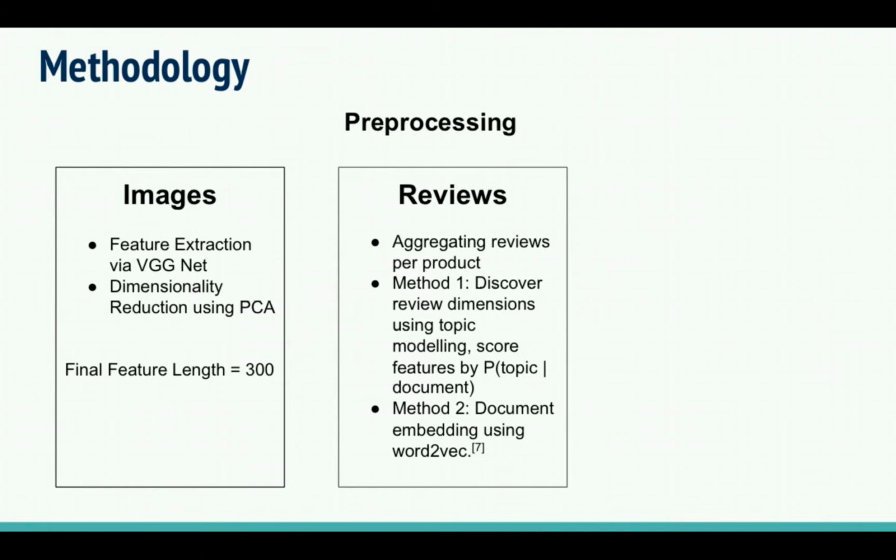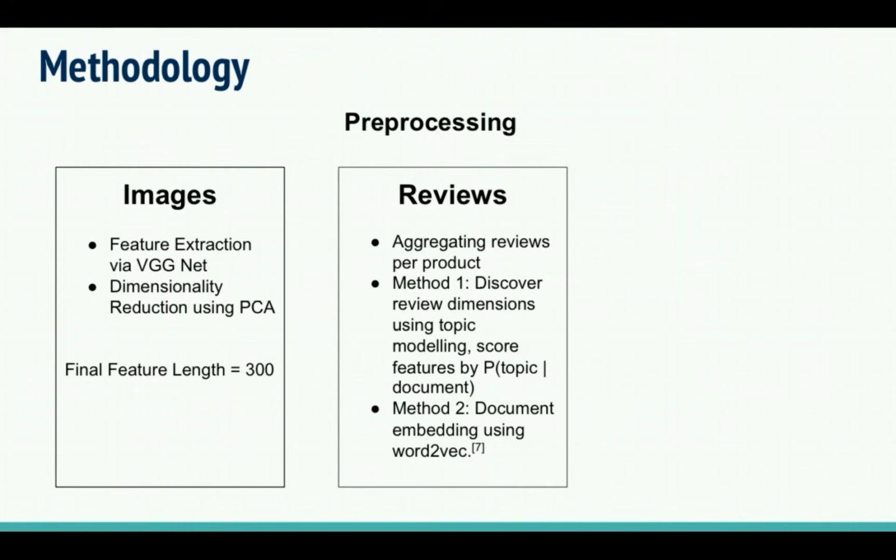Moving on to reviews, we start out by aggregating the reviews per product. The assumption that allows us to do that is that reviews by different users on a single product are independent of the user preferences themselves, since users tend to discuss the product more in the review than their own personal choices. This is an assumption that holds in other papers published in this area as well, so it's a common assumption. We then experimented with two methods.